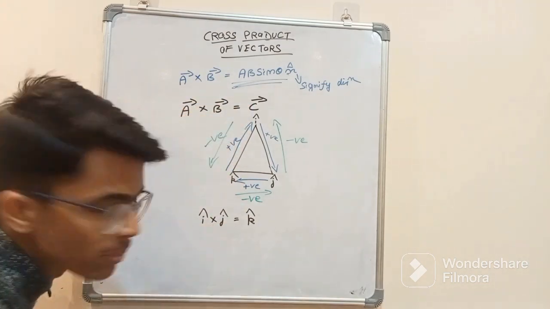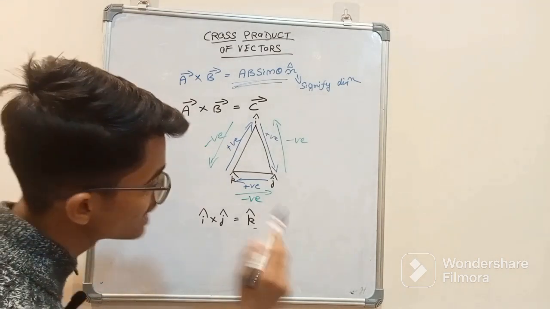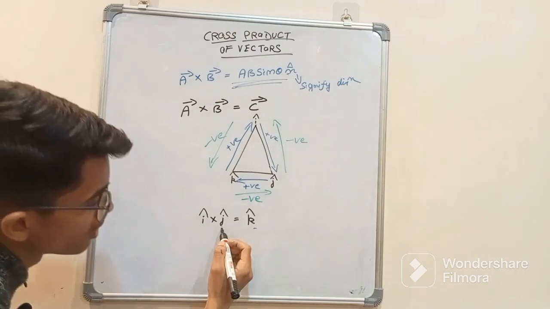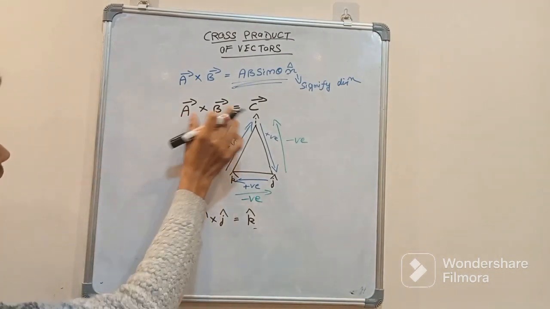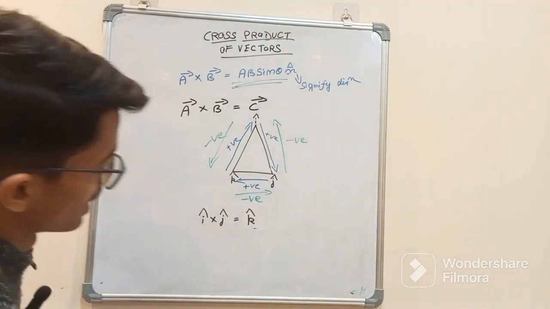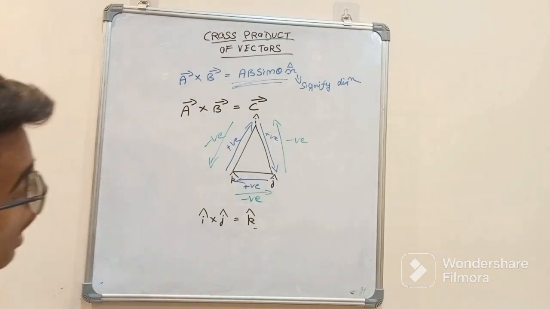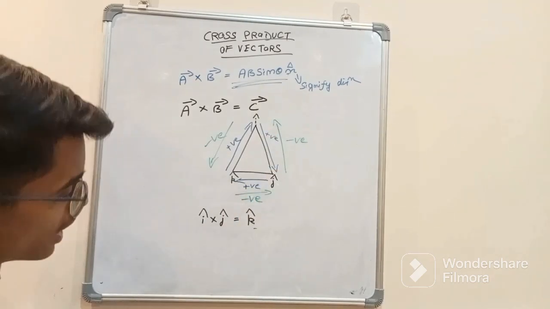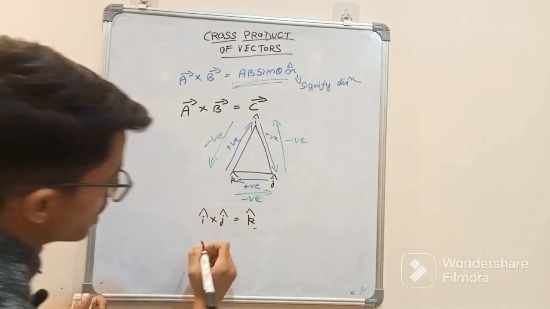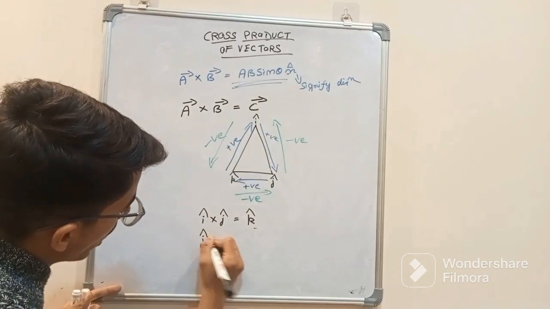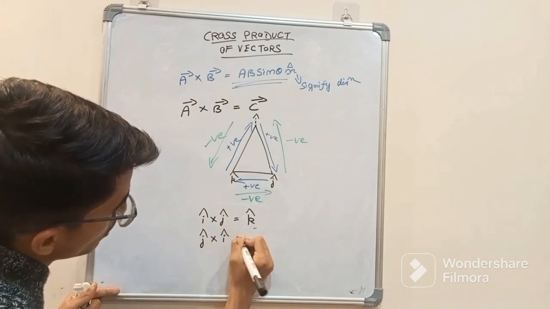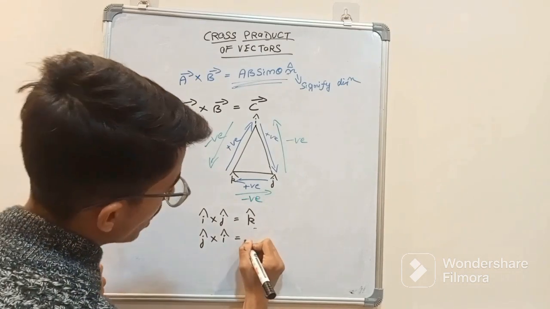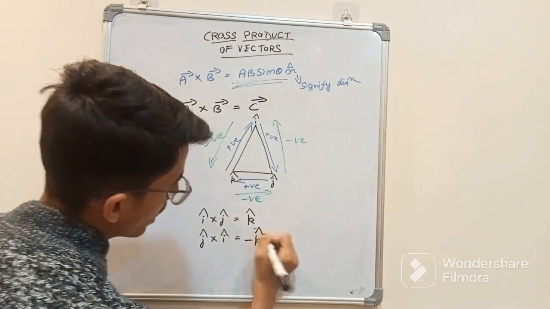दो वेक्टर का आपस में क्रॉस मल्टीप्लिकेशन एक तीसरा वेक्टर देता है, that is i cap cross j cap is equal to k cap. क्या ये इस फॉर्म में है? यस. But हमने i को j से किया, that is from here to here, ये ब्लू लाइन, that is positive. But अगर हम j कैप को i कैप से मल्टीप्लाई करें, that is from here to here, that is the green line, so the answer will be minus k cap.